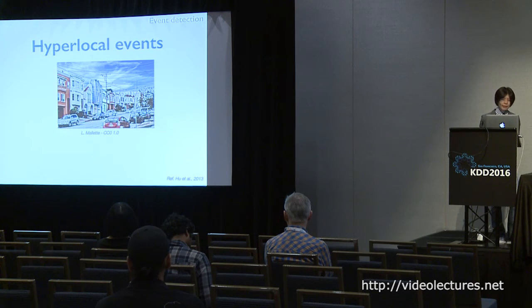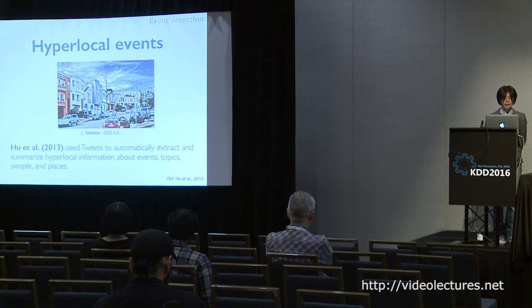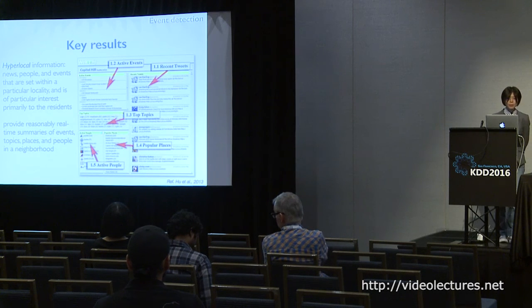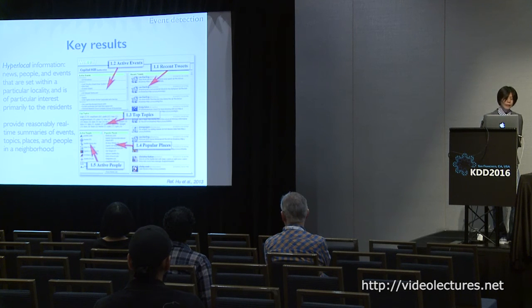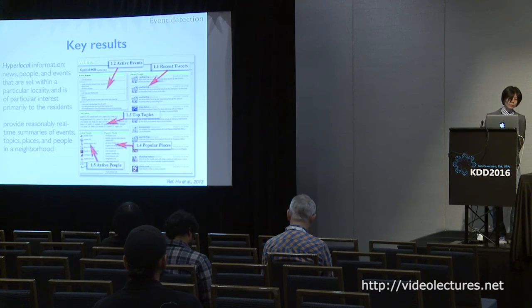The last representative study was introduced by Yuheng, and he showed Twitter can be used to automatically extract and summarize hyperlocal information about events, topics, people, and places. Hyperlocal information means the news, people, and events within a particular locality, which is of particular interest to the residents. He showed that using Twitter messages, they can develop an interface which they call Wooly, and this provides a really good real-time summary of events, topics, places, and people in the neighborhood.